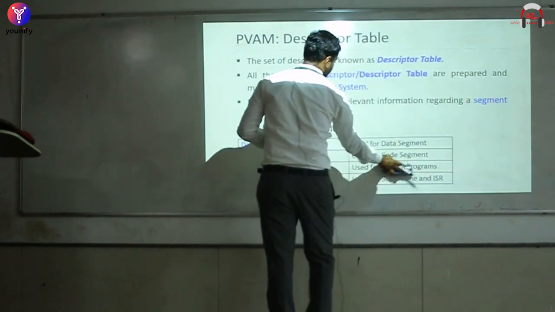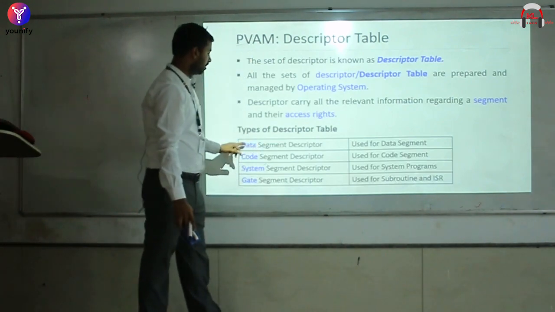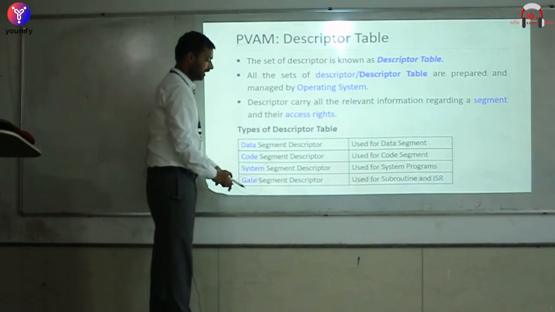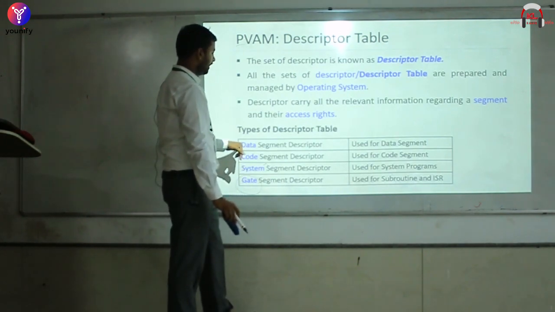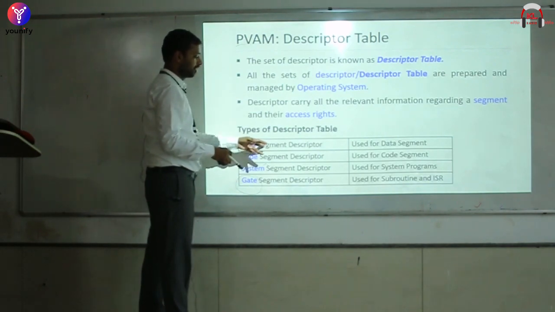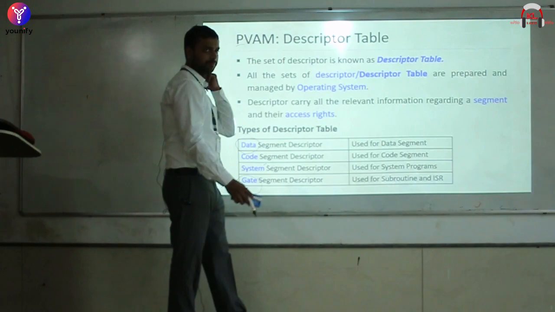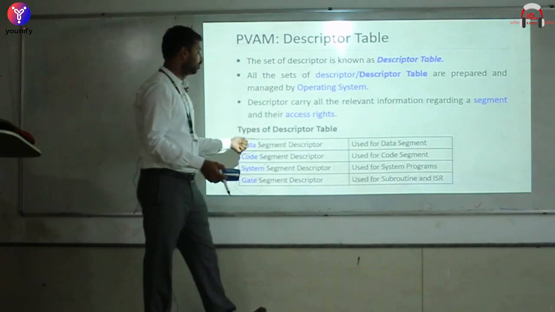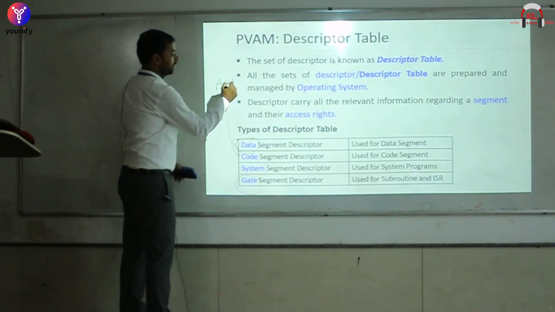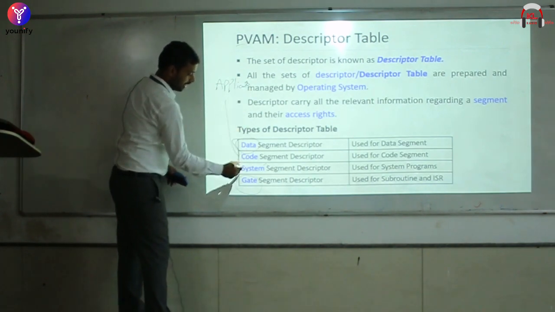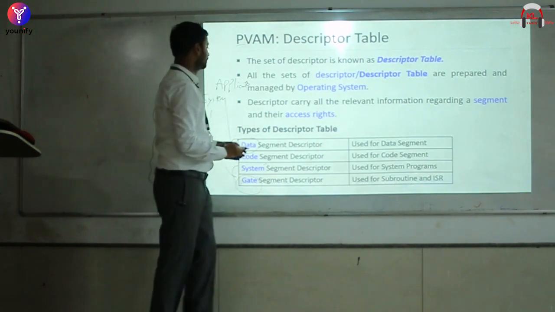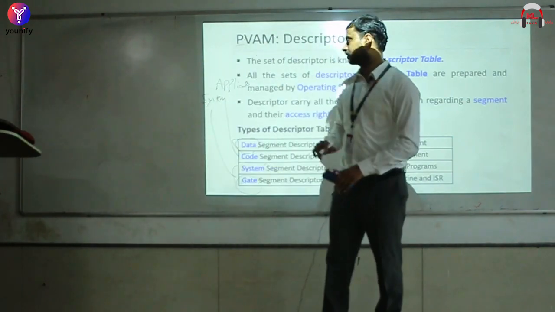The kinds of segment descriptors we have are data, code, system and gate. Gate happens to be all your interrupts and functions, and data is where you store your data. The data, code, stack and extra segments come under the data segment descriptor. By the nature of the way it works, those three fall under this. These two are usually for the application level, and these two are for the system level. So there are system level descriptors and application level descriptors.